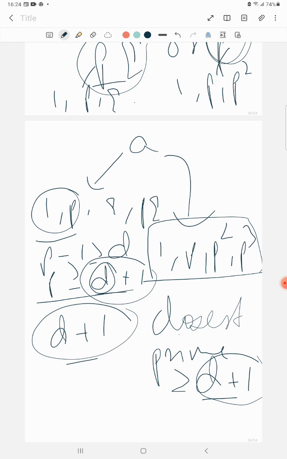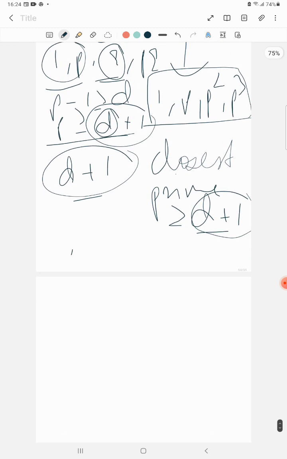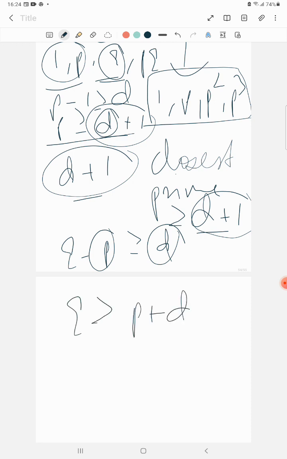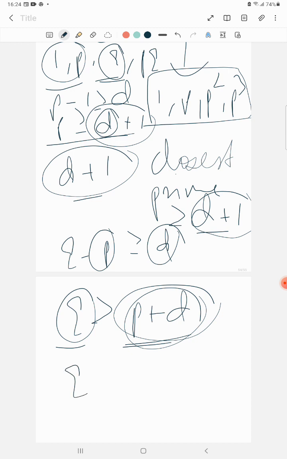But does that mean that my other conditions are satisfied? In this case, not really. I also need to see that q minus p is greater than or equal to d, right? And what I know from my previous case is that p is greater than or equal to d plus 1, and I've already found what p is. So q will be greater than or equal to p plus d. So basically you need to find the closest prime that is greater than or equal to p plus d. So then you will get q, right?